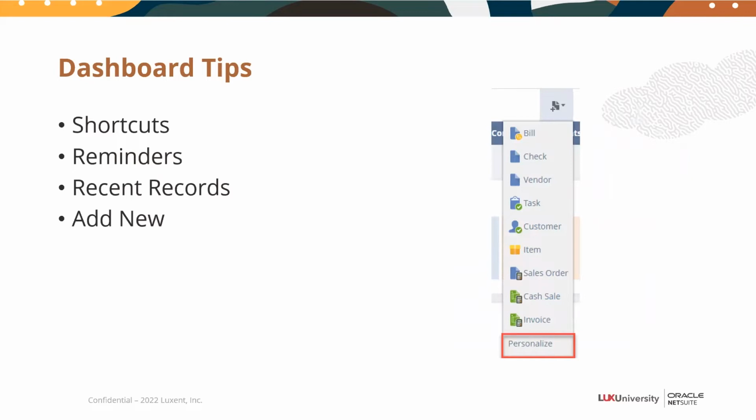Next, we have the Add New. I've heard some people at Luxent call this the magic bar. This is also available at any time from any page in NetSuite. It is in the upper right-hand corner, and it can be found above the ribbon in NetSuite. And this is where you can add new records through like a shortcut.